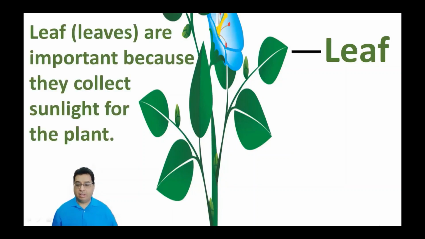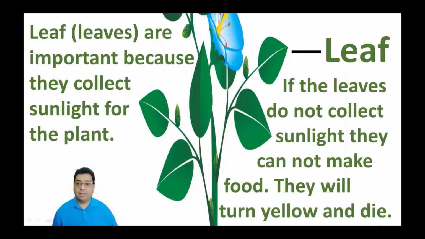Well, a leaf, or leaves if you want to be plural about it, are important because they collect sunlight for the plant. If the leaves do not collect sunlight, they cannot make food. They will turn yellow and die.